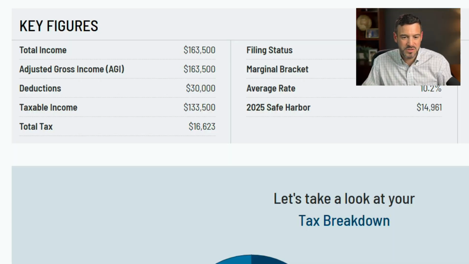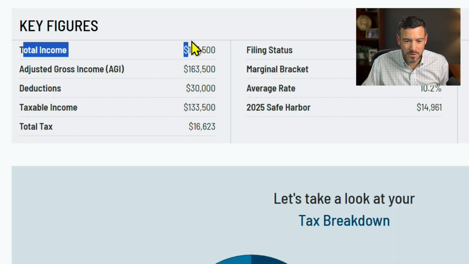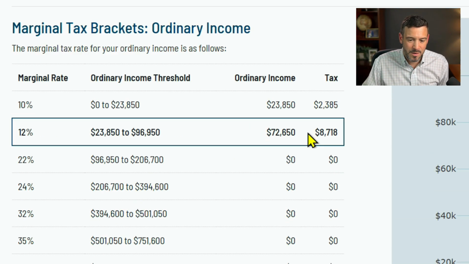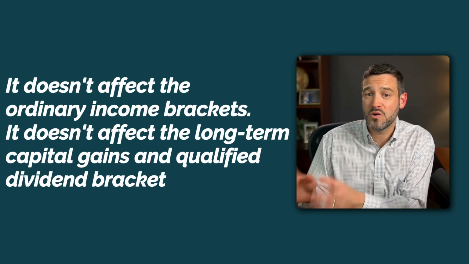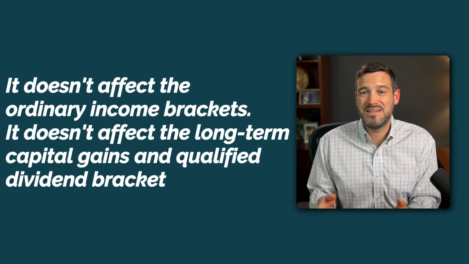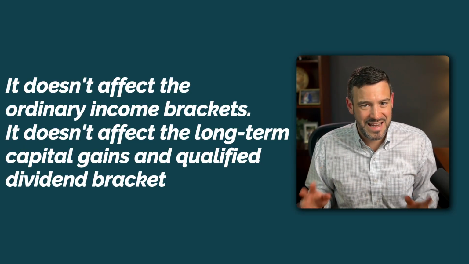Now, it's important to note that if we've been doing those Roth conversions along the way, now we have this other bucket that we could pull money from, and it's like in the eyes of the IRS that it never even happened. So in terms of these overall total income amounts and those ordinary income brackets, if we take money out of a Roth IRA, it doesn't affect those at all. It doesn't affect the ordinary income brackets. It doesn't affect the long-term capital gains and qualified dividend bracket. It doesn't affect any of them. And it doesn't affect your IRMAA brackets either.